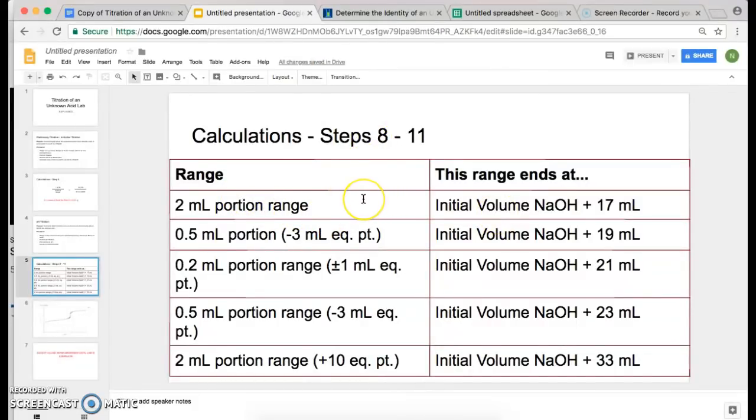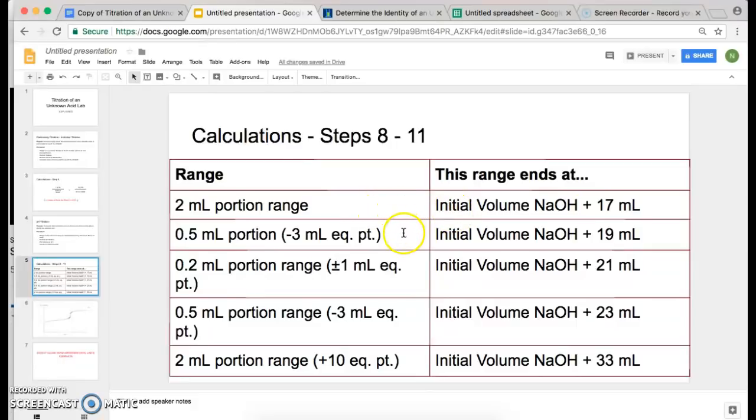The first thing we're going to do is add 2 milliliters of base at a time, up until we add about 17 milliliters of the base. So let's say the initial volume on our burette reading is 5, then we're going to add 2 milliliter portions until we get to 22 milliliters. Roughly around 22 is when we're going to stop adding 2 milliliter portions.